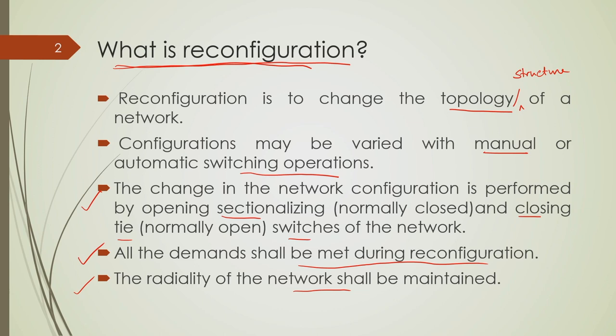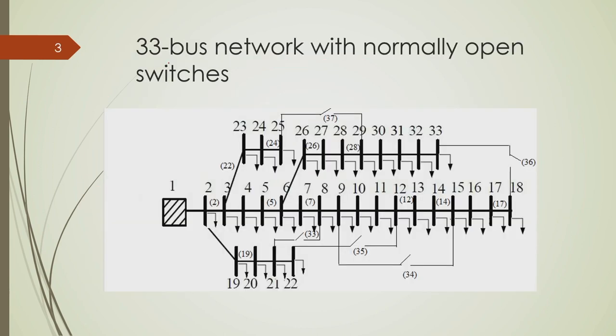Now, this is a typical 33 node system, where you can get an idea of what reconfiguration is and what the goal of reconfiguration is. In that network, you can see there are many sectionalizers, and these sectionalizer locations are marked with numerals kept within parentheses. So, these are the locations of sectionalizers.